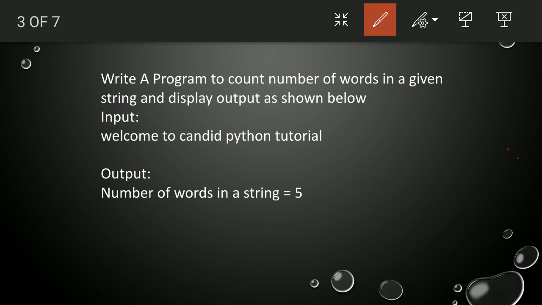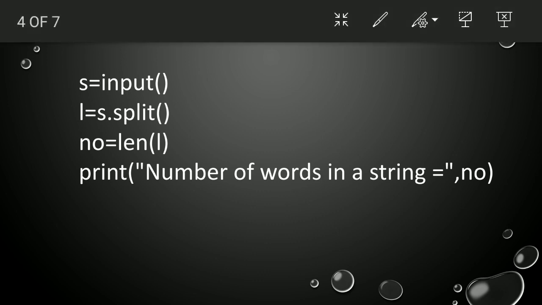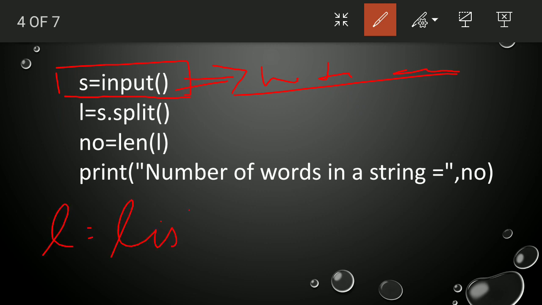Code. See how we will write the code. So s is equal to input, where we took the sentence or the string, this one, that is "welcome to candy", all of this is taken here. Okay, L is equal to s dot split. So initially I told you L is equal to list of s. So what will list of s do? I will tell you the difference between these two.